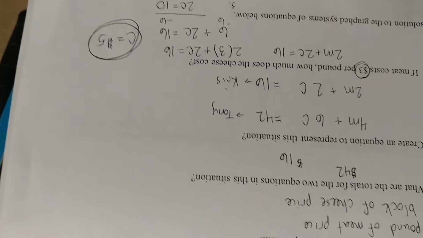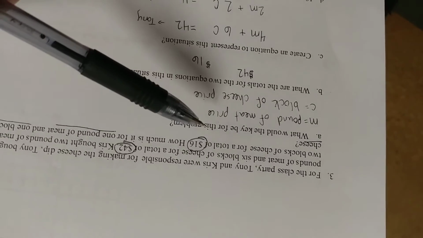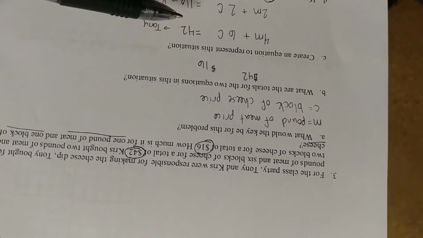So cheese is $5. You use the same concept for these. It says a 1 on 2. They're not asking you for a total. They're only asking you for the equation. You use the same steps that you did here. Find the key, find the totals, make the equations. You're going to do that for problems 1 and 2.